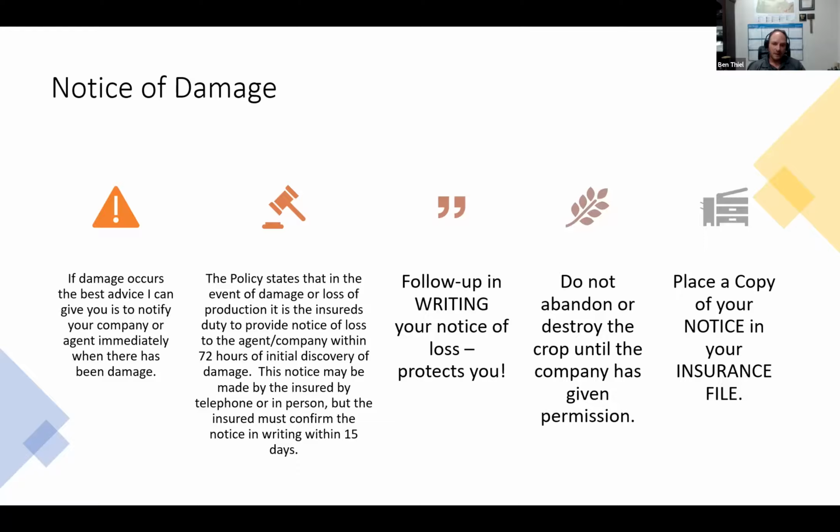Essentially, anytime you notice some event, whether you think it actually caused real damage or not, you can file a notice of loss. Another thing that's important is, say you filed that notice of loss, but the company hasn't come out to appraise it. Do not abandon the crop and do not destroy the crop, because they have to determine what production is still remaining to determine your claim. And if you do one of those things, potentially you could be assessed with uninsured cause of loss.